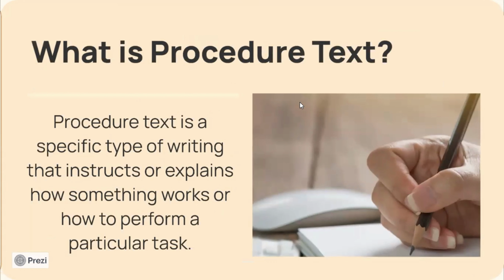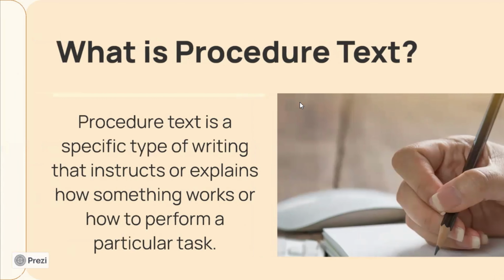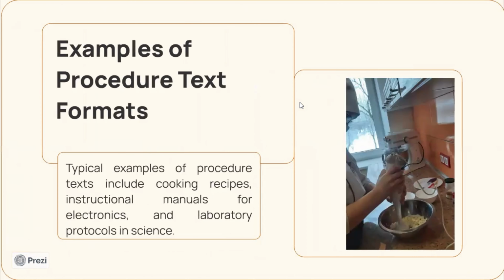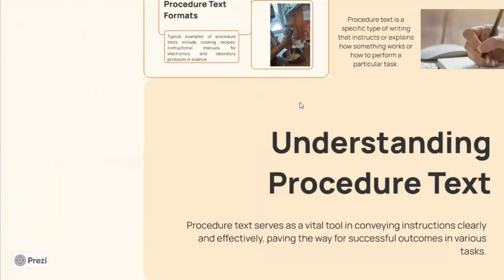So procedure text is a specific type of writing that instructs or explains how something works or how to perform a particular task. And the examples of procedure text include cooking recipes, instructional manuals for electronics, and laboratory protocols in sciences.